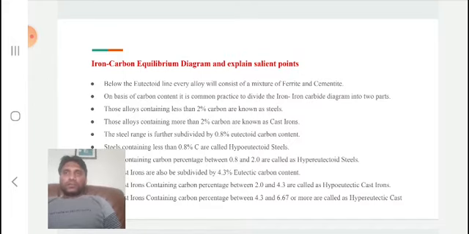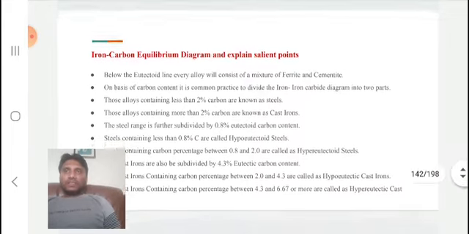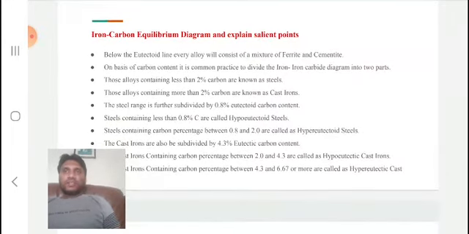On the basis of carbon content, it is common practice to divide the iron carbon diagram into two parts that we have discussed. Those alloys containing less than 2% carbon are known as steels. Those alloys containing more than 2% carbon are known as cast irons. The steel range is further subdivided by 0.8% carbon content, that is the eutectoid carbon content.